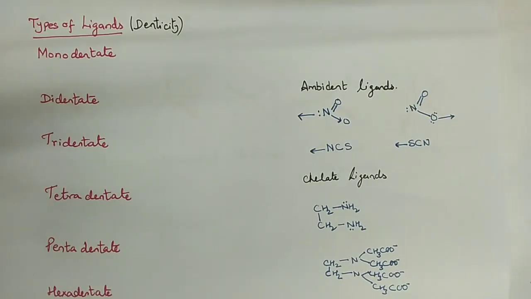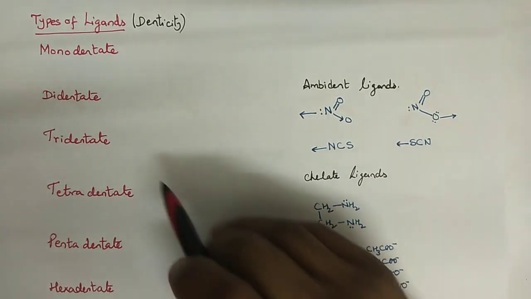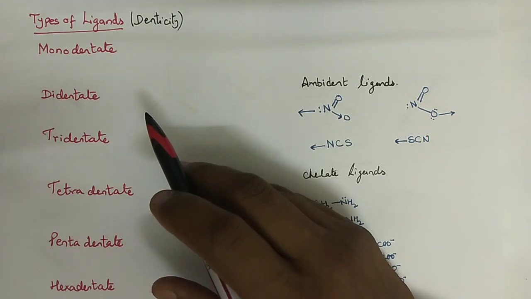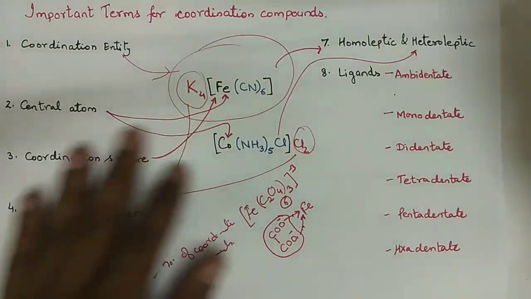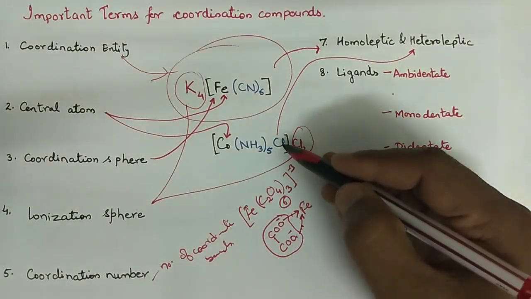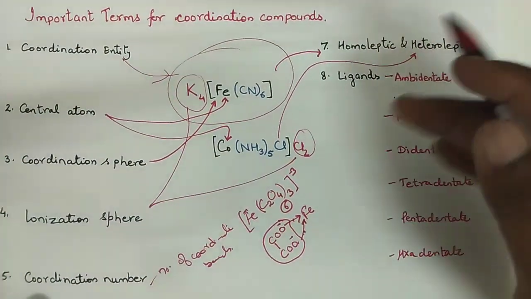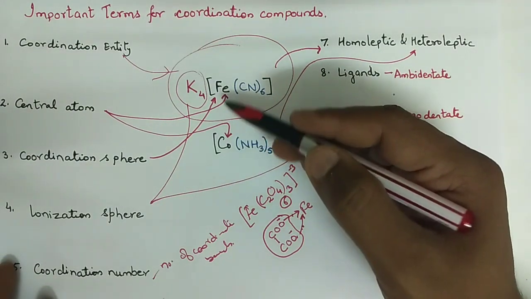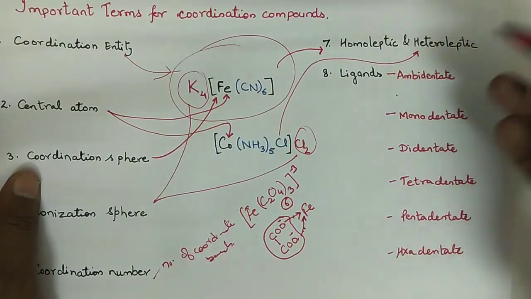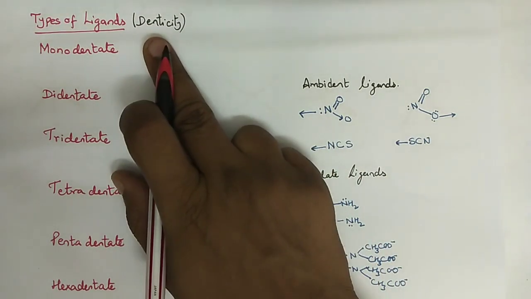So ligands, here we have types of ligands, right? Ligands are a single atom or ion, or maybe a complex ion, which gets bonded to the central atom. It may be an ion or a complex molecule, a complex anion. Such a species which gets bonded to the central atom through a coordinate bond is known as a ligand. Ligands are of many categories, and first we are going to learn the denticity of ligands.